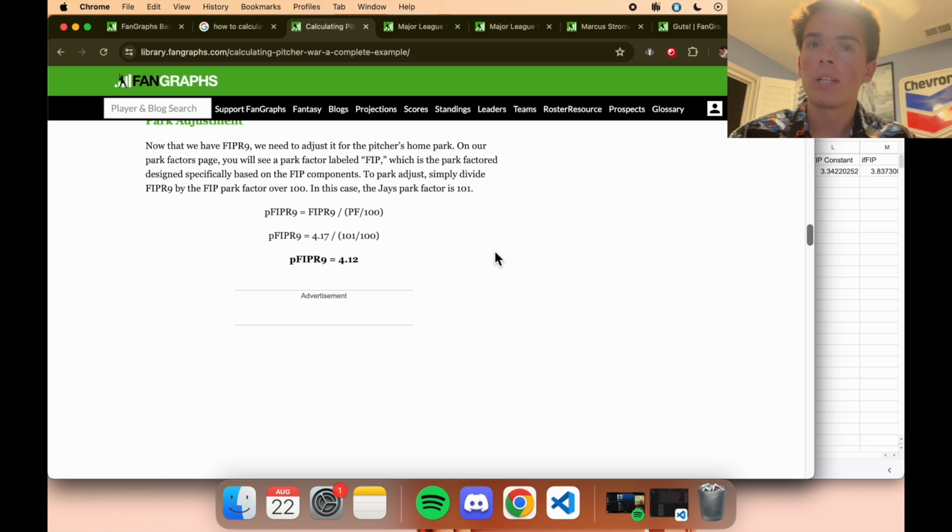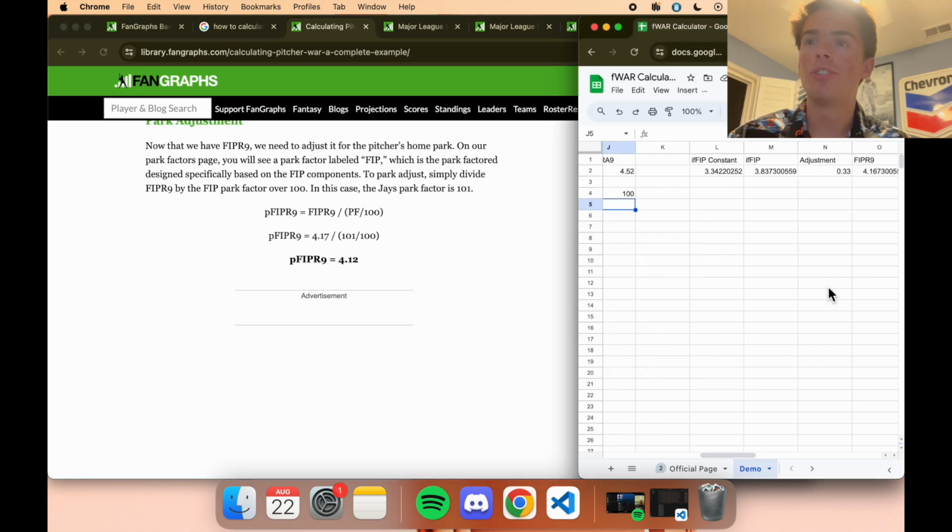So kind of disappointing that we're not going to get the exact same value that Fangraphs has here, but at least we're noticing these differences and we're not blind, like, oh, where's this problem? So yeah, awesome.